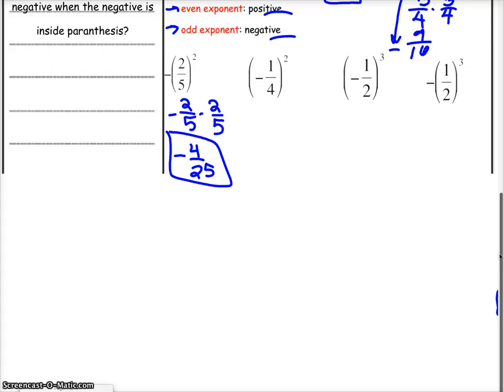-1/4 squared. Inside parentheses, that means it comes with it. So this is going to be -1/4 times -1/4. -1 times -1 is +1 over 16.